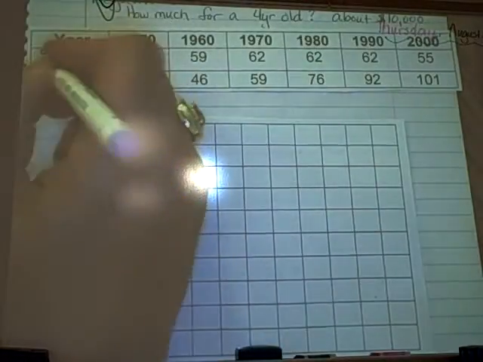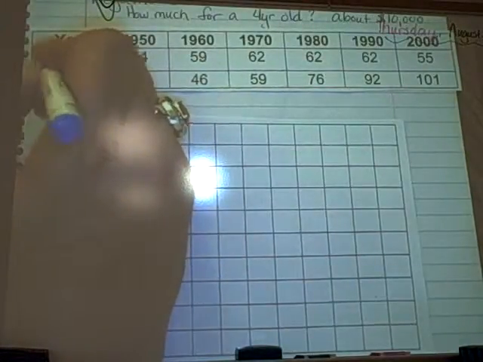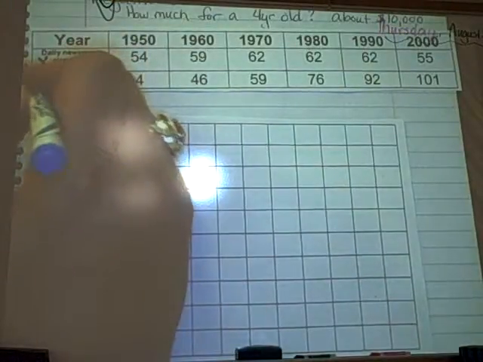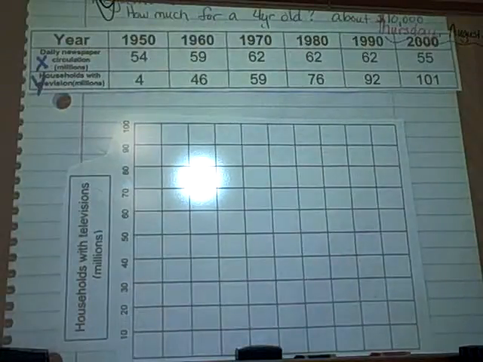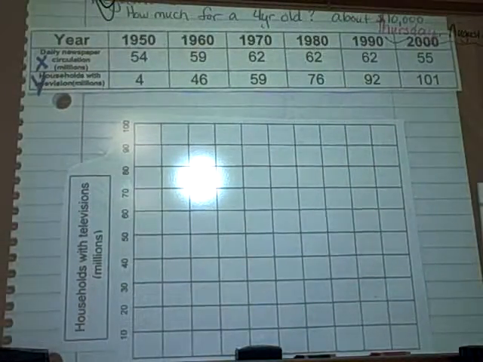The newspaper circulation is going to be your X numbers, the top row. The television sets is going to be your Y numbers, the bottom row. So you might want to label that on that little data table so that you'll know which ones are X's and which ones are Y's. And that just makes it easier to graph.